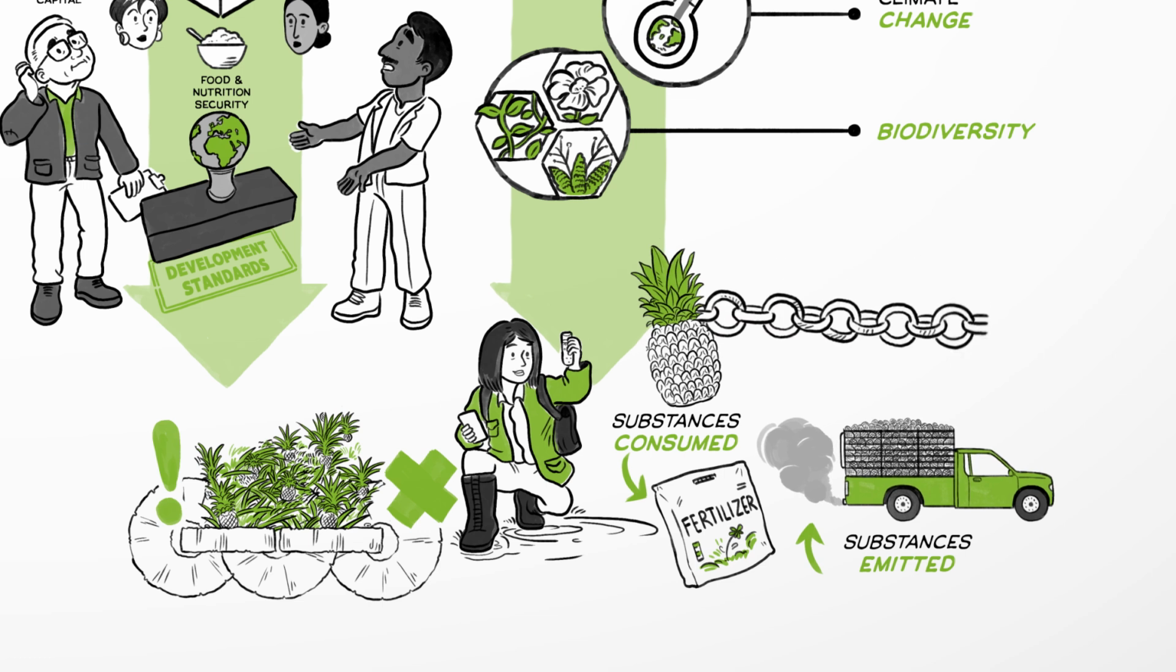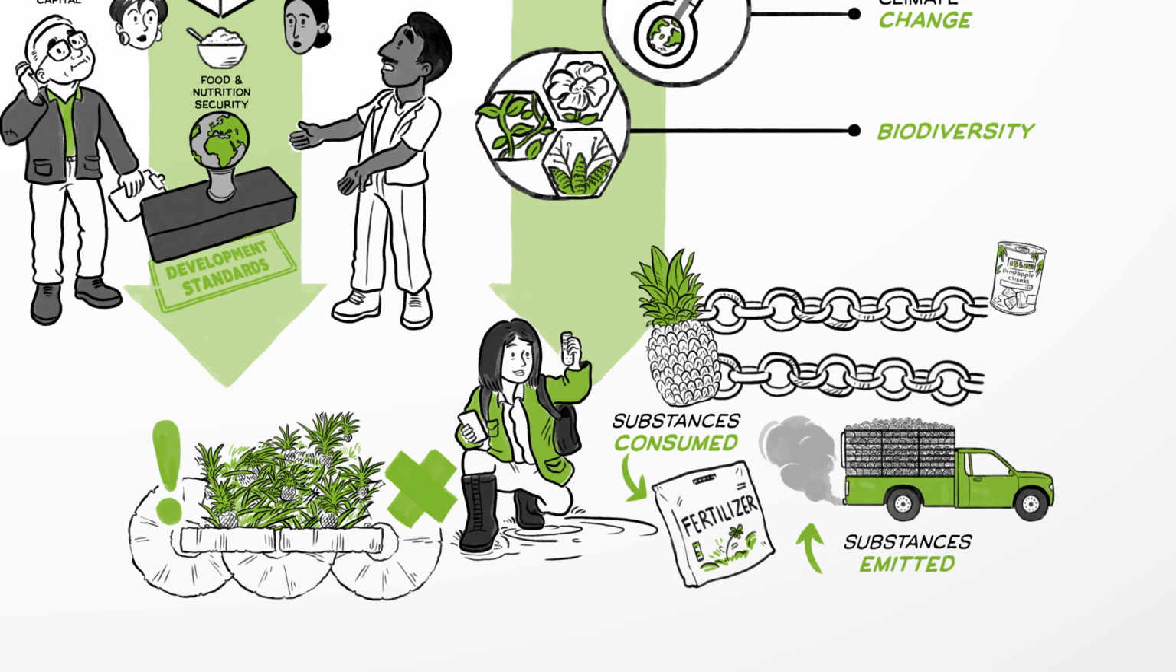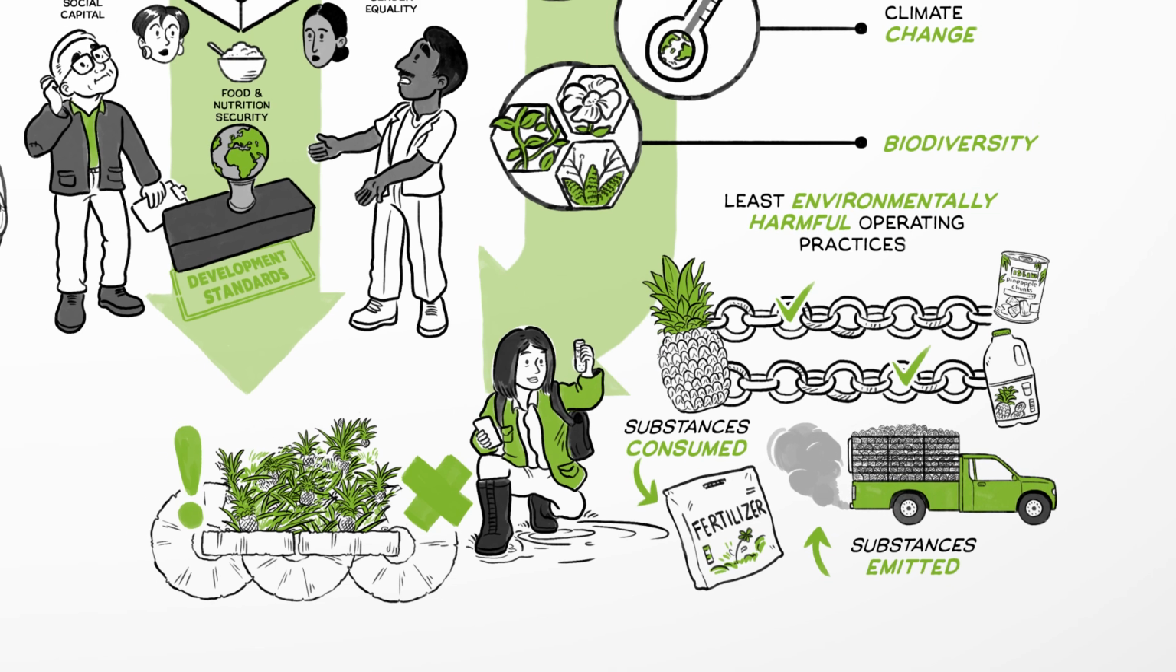By identifying sources of damage and critical points, and by comparing different subchains, production techniques, and stages of the VC, it is possible to identify the least environmentally harmful operating practices.